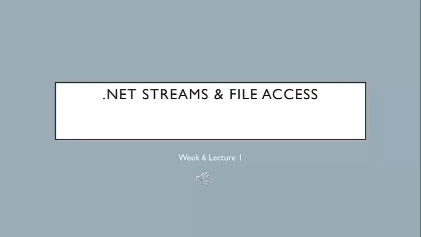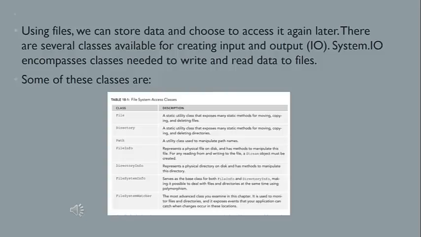Week 6, Lecture 1, .NET Streams and File Access. Using files, we can store data and choose to access it again later. There are several classes available for creating input and output, I/O. System.IO encompasses classes needed to write and read data to files.